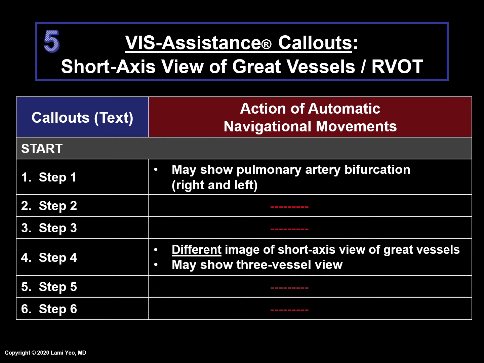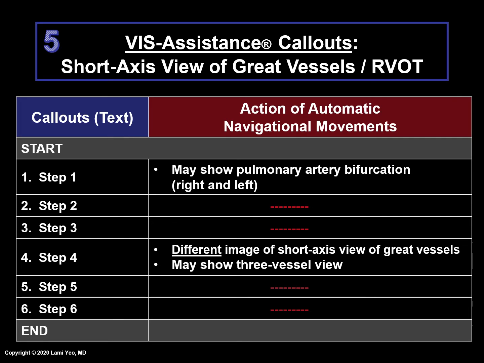Step 4 of this VISA video clip may also show the 3-vessel view. The last 2 callouts are labeled step 5 and step 6 and are generalized in nature. They are designed to show the anatomical structures described previously and/or improve the success of obtaining the short axis view of the great vessel's right ventricular outflow tract.